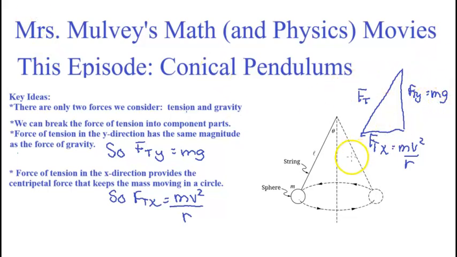Remember, I know this equals mg because this mass, this sphere, is not moving upward, nor is it moving downward. It's staying at the same height. That means the upward and downward forces are balanced. So now that I have that set up, and this will always be this way, the force of tension in the y direction is mg, and the force of tension in the x direction, providing the centripetal force, is mv squared over r. Now I can set to work answering any questions that I may be presented with.